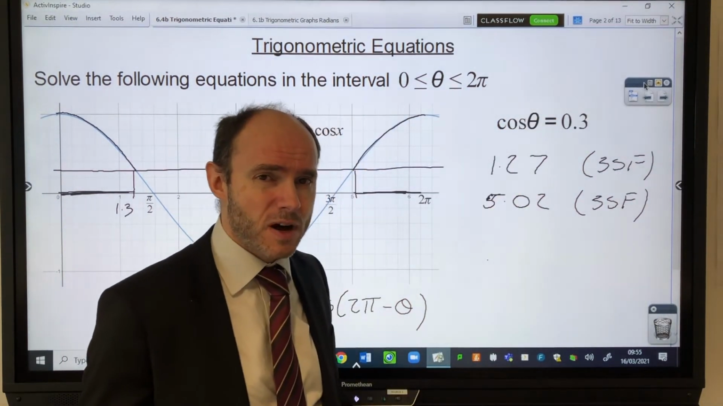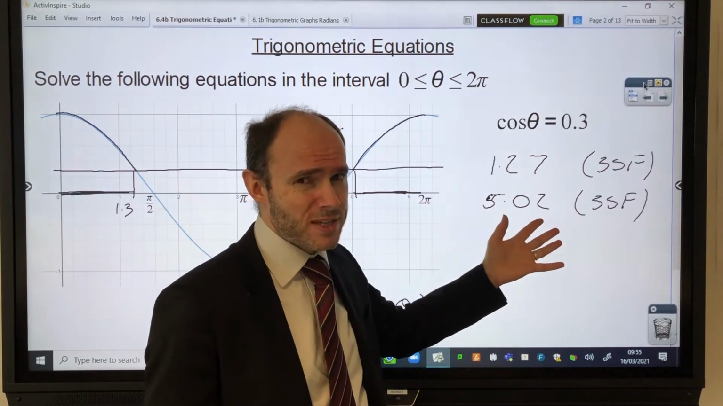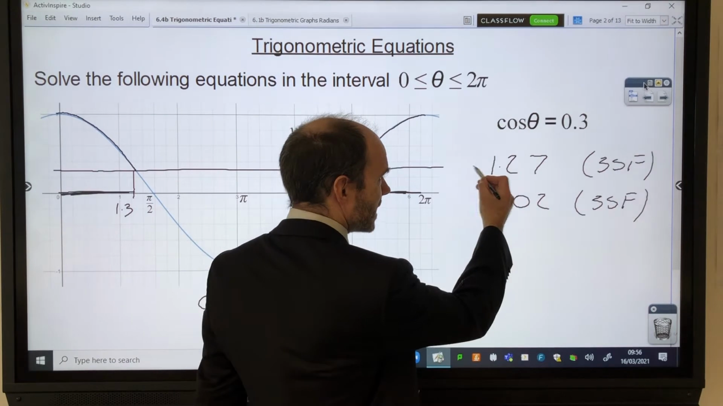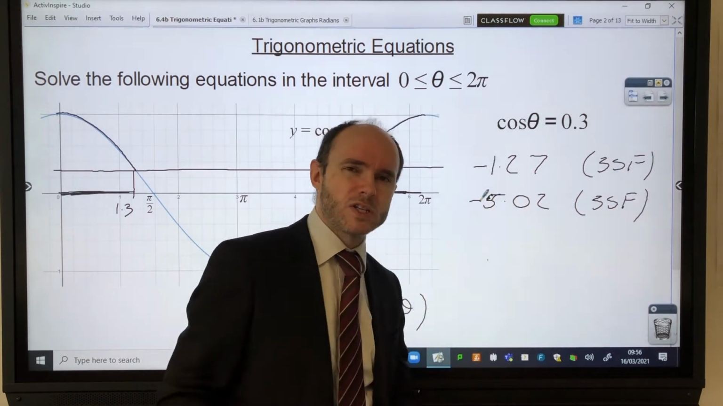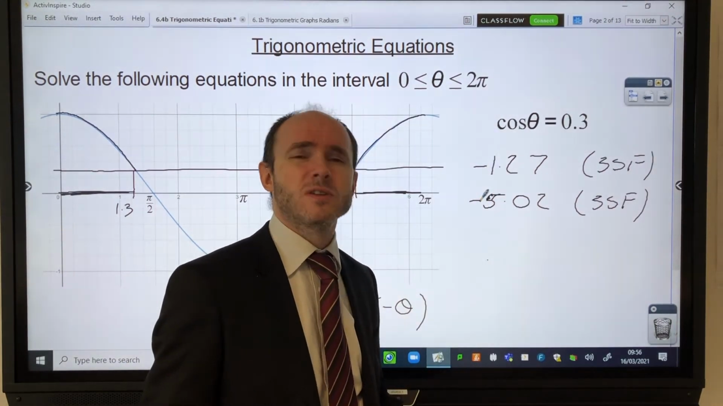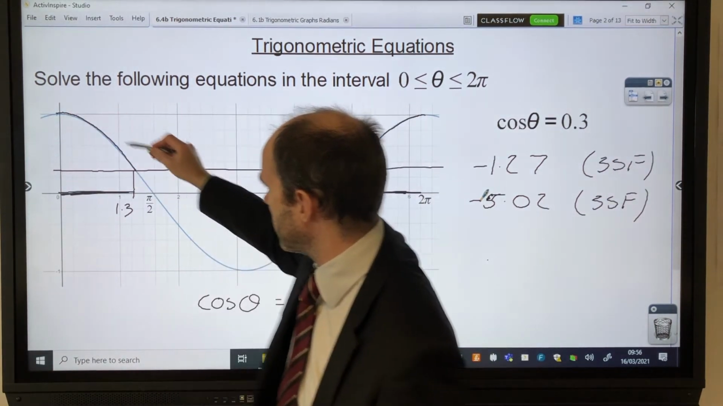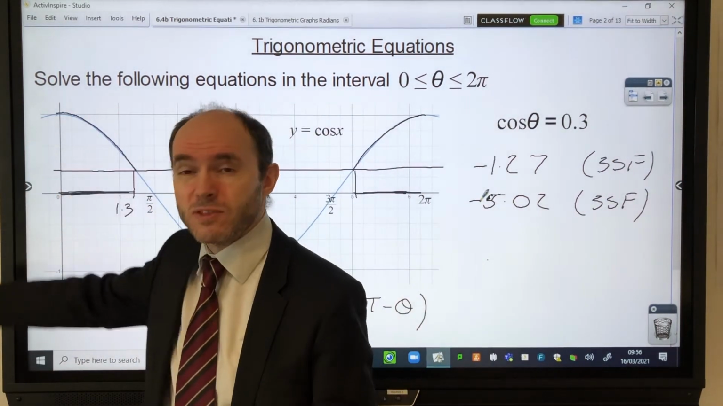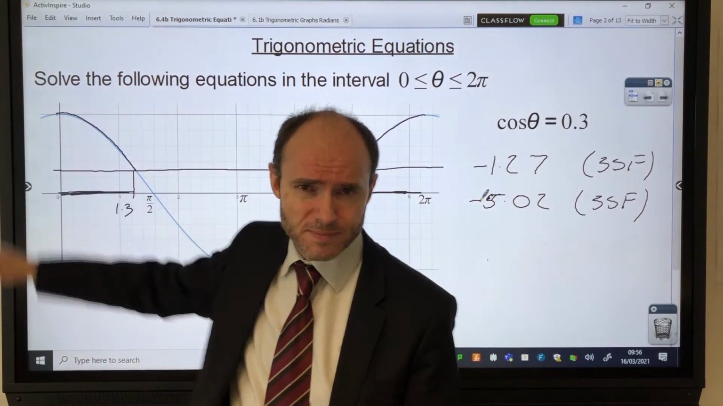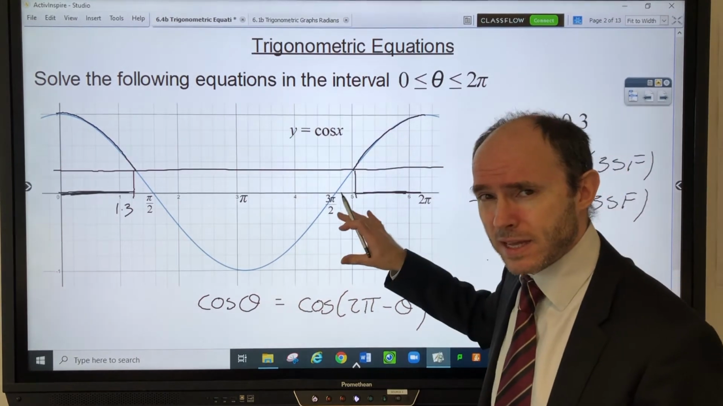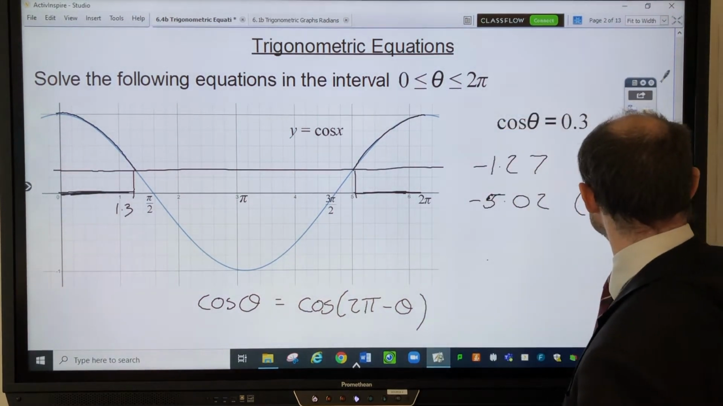If I need negative answers, with a cosine graph, it's pretty easy. With the cosine graph, here's a little tip for you. Both negative that and negative that will actually work. Why does that work? It's because the cosine graph is symmetrical about the y-axis. So here you've got the cosine graph. It's actually the mirror image of that on the other side. So basically, any value you've got that's positive, you can make it negative to get negative values should you need to.